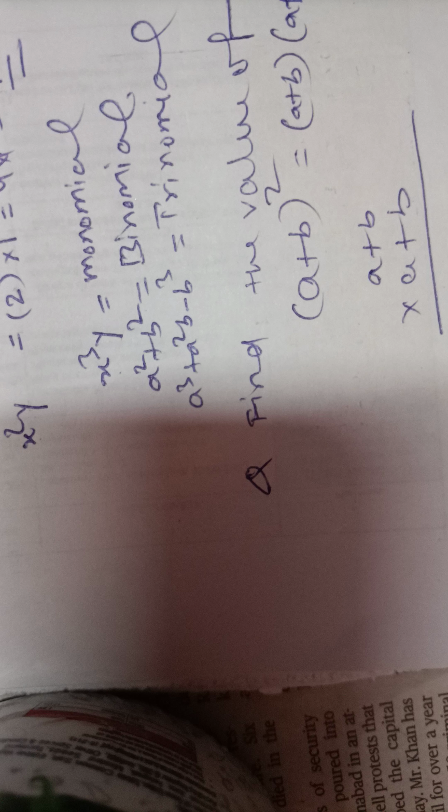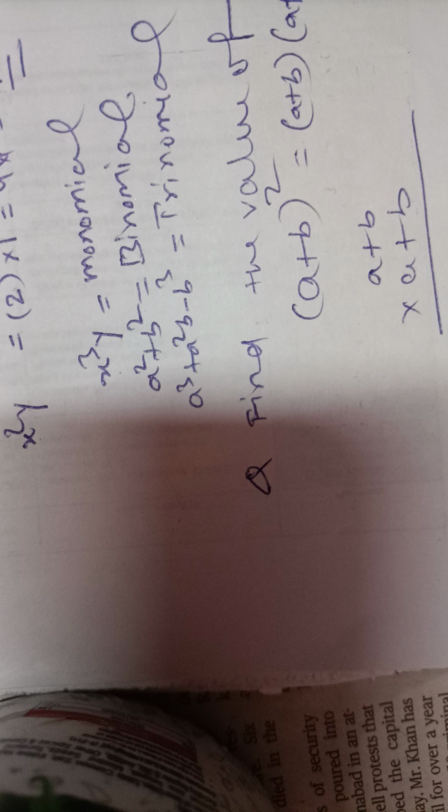For example, x square y, x y, 5x square, x square plus 5. These are the examples of algebraic expression. Here, another example will also be a square minus b square, a square plus ab. So here x and y are the variables, a and b are the variables, 5 is the constant, here 5 also is a constant. What is the constant?